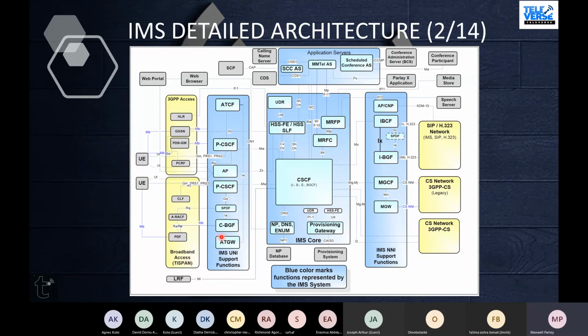Now, if I want to be able to implement it towards the access part of the network, what I need is the CBGF. So the CBGF is the aspect of handling the media streaming or the media call towards the UNI, that is towards the access part of the network or towards the user of the network. Okay, so that is what the BGF is.